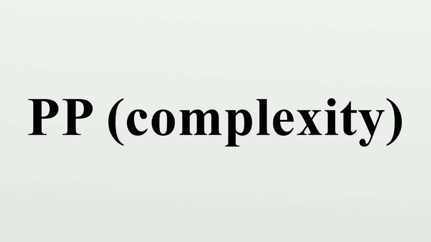MAJSAT is a decision problem in which one is given a Boolean formula f. The answer must be yes if more than half of all assignments x1, x2, ..., xn make f true and no otherwise. Proof that PP is closed under complement. Let L be a language in PP. Let L-bar denote the complement of L.